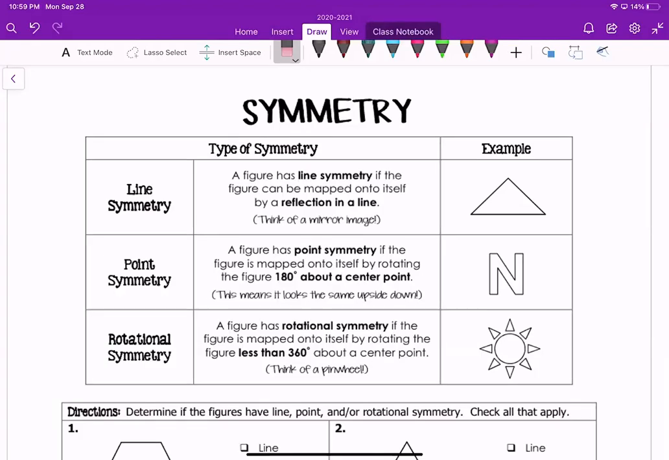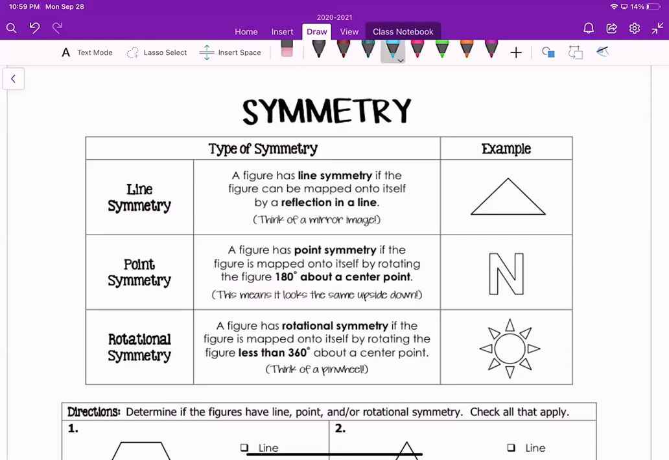All right, guys, so today we are working with symmetry. So here, there's different kinds of symmetry. So we have line symmetry. A figure has line symmetry if the figure can be mapped onto itself by reflection in a line. Think of a mirror image.